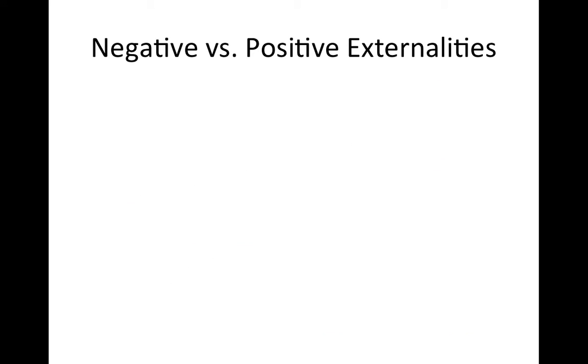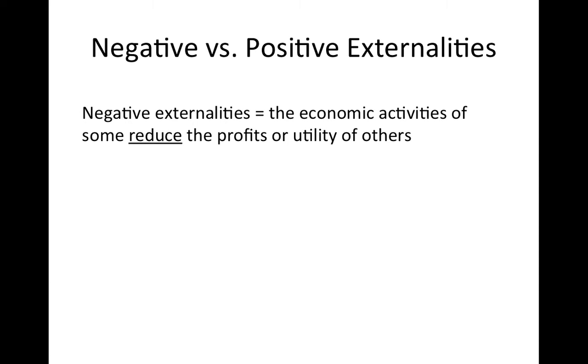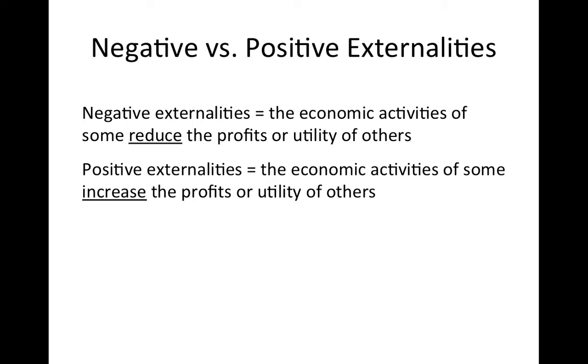So far, all of the examples have involved negative externalities. With a negative externality, the economic activities of some reduce the profits or utility of others. However, some economic activities generate positive externalities. With a positive externality, the economic activity of some increases the profits or utility of others.